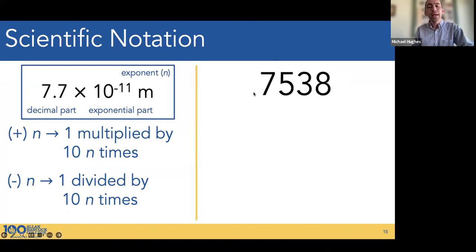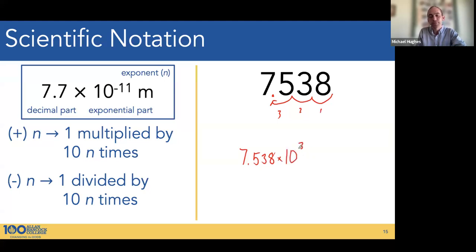So just a couple examples to show you how I would do this. If I had a number like 7,538, I would look for a decimal part between 1 and 10. And so that would be 7.538. And I would move the decimal point from its original place to get there 1, 2, 3 times in the positive direction. So this would be 7.538 times 10 to the 3.